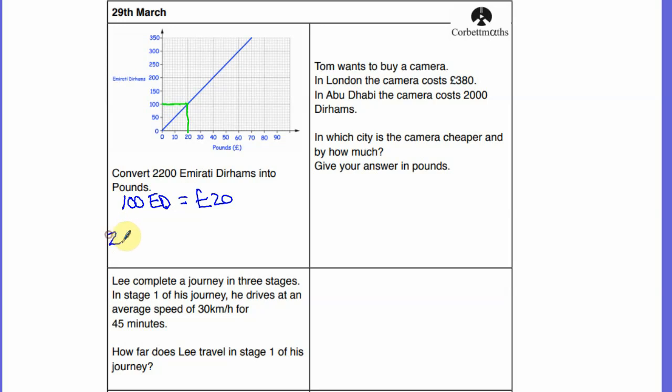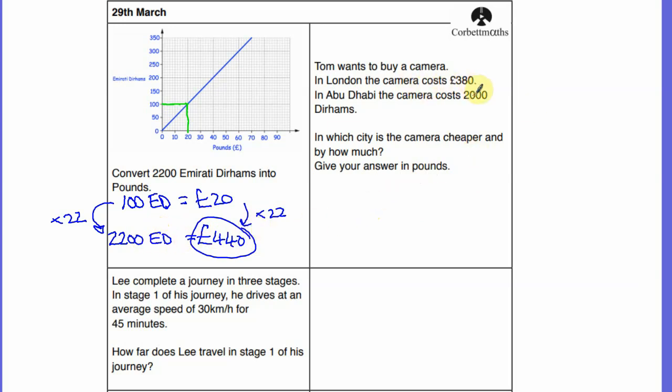We want to know, well, what is 2,200 ED? And how is that going to equate to pounds? Well, to get from here to here, we've times by 22. So the amount of pounds we get as well should also times by 22, because we can see it's a linear graph, it's directly proportional, it goes up in the same amount for both of them. So when we times this by 22, we're going to get 440 pounds for 2,200 Emirati dirhams.